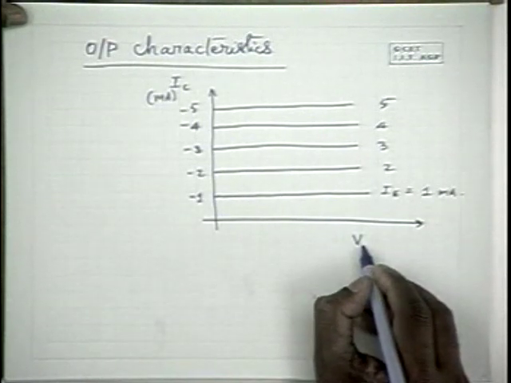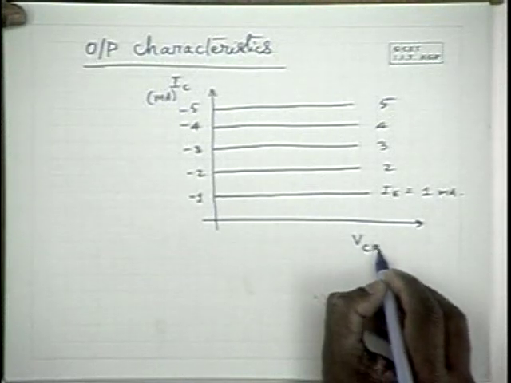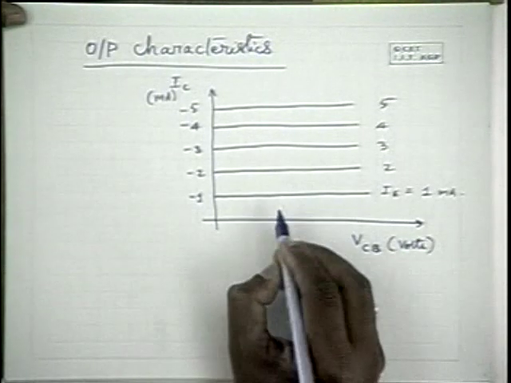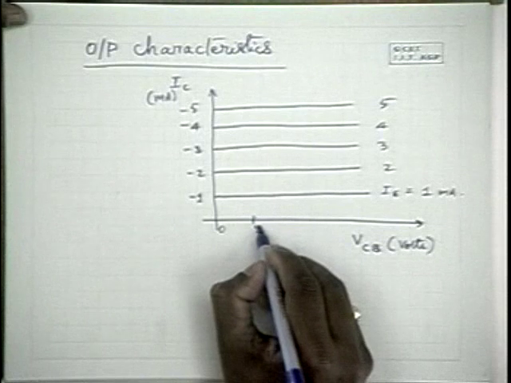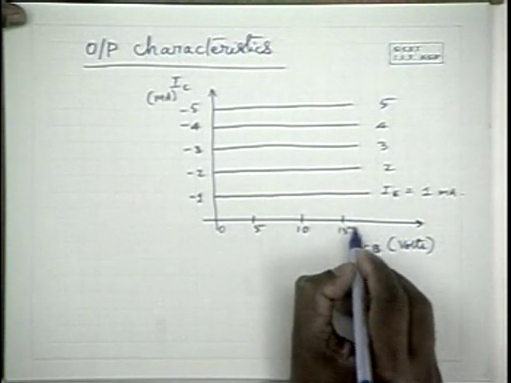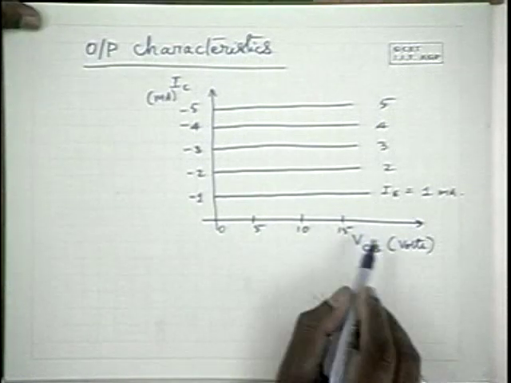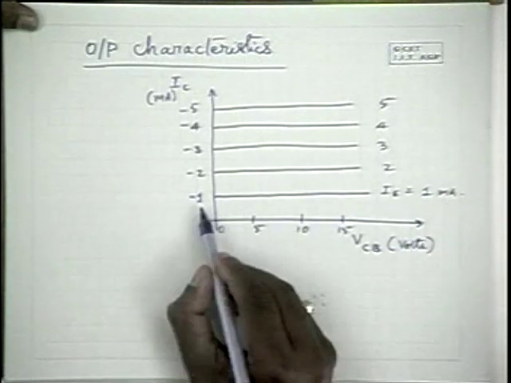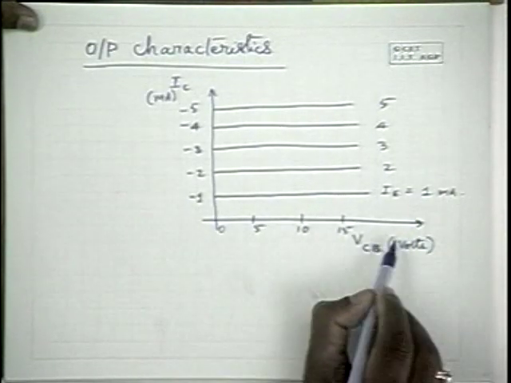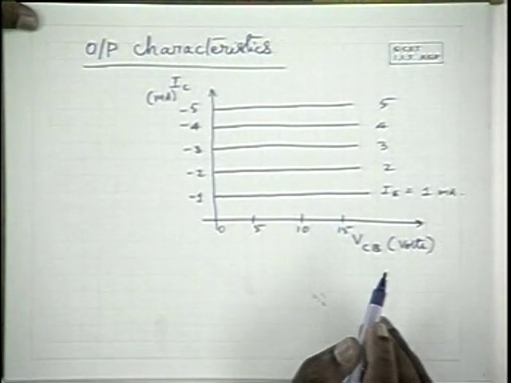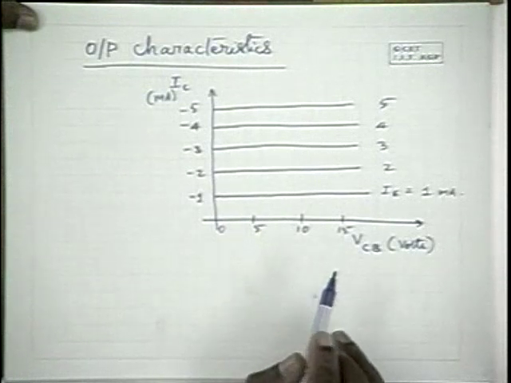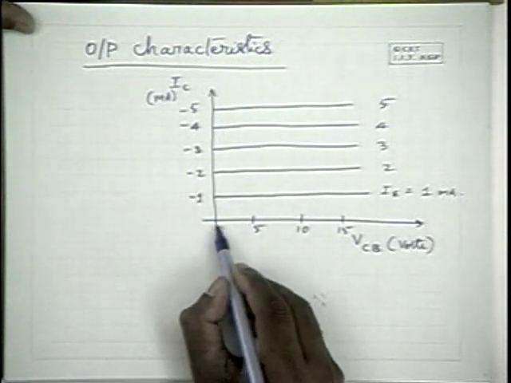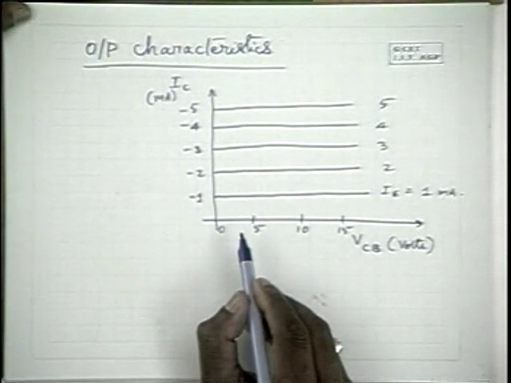With the collector to base junction potential represented on the x-axis, in volts, say 0, 5, 10 volts, 15 volts, and so on. Irrespective of the collector to base junction potential, the current IC is going to be alpha IE, which is approximately equal to IE, and it remains constant with changing potential. Therefore the output characteristics is like this. It is interesting to see what happens when the collector to base junction is slightly forward biased.